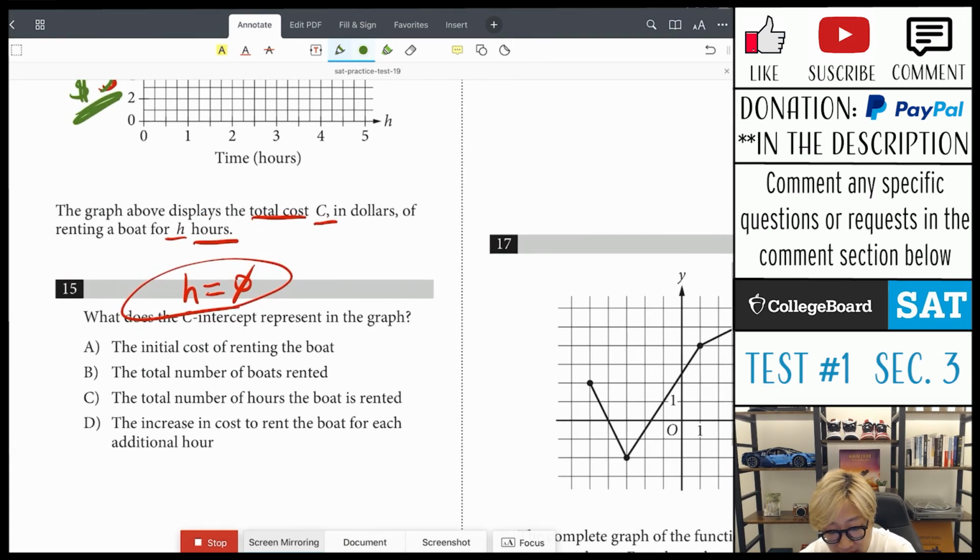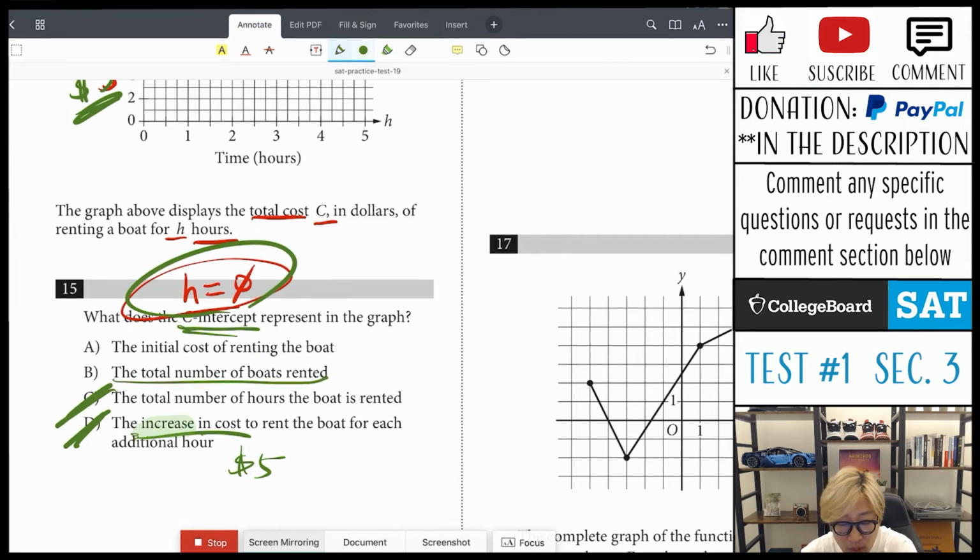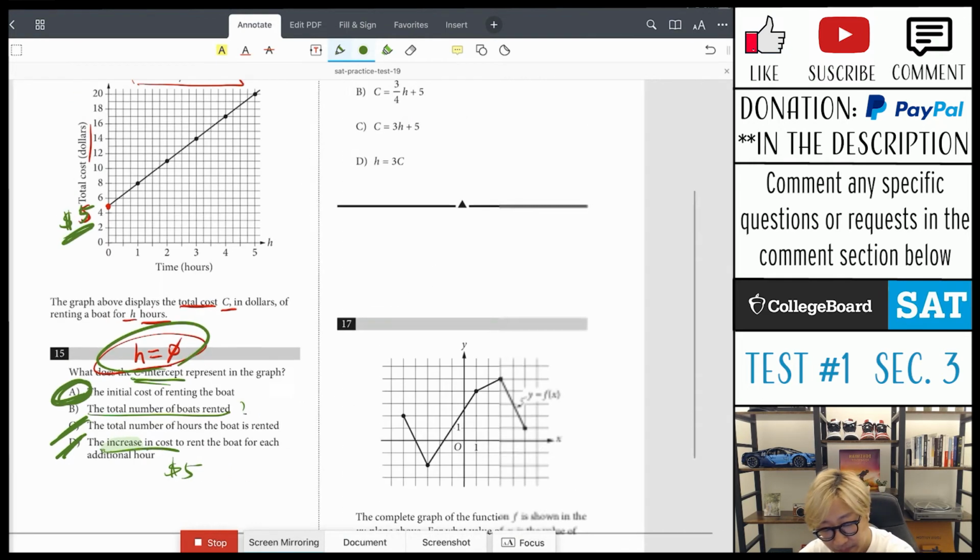Let's see. Because that C-intercept, the $5, is the increase in cost? No. Remember, when you hear the word increase, they're talking about slope, not the Y-intercept, or in this case, C-intercept. Goodbye. C, the total number of hours? Once again, hours is 0. The total number of boats? I don't know. The initial cost of renting? Exactly. Maybe that's just the rental cost. Because I didn't even use it yet and I still had to pay. I got it. I haven't used it, but I still had to pay to pick it up.